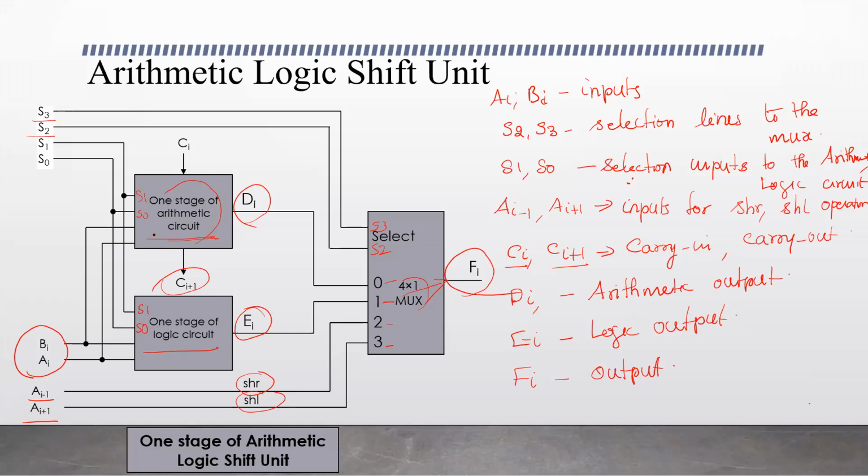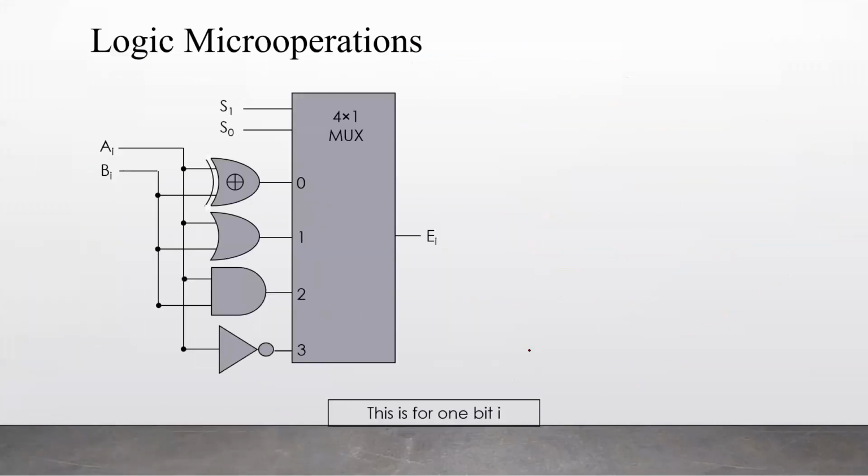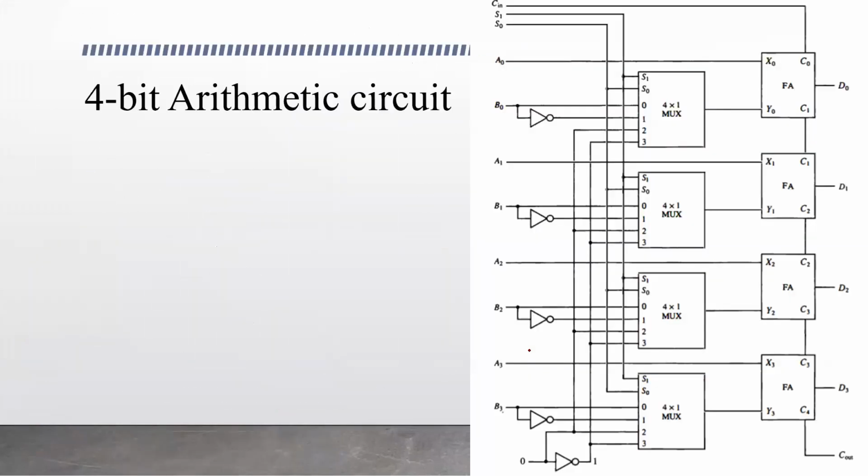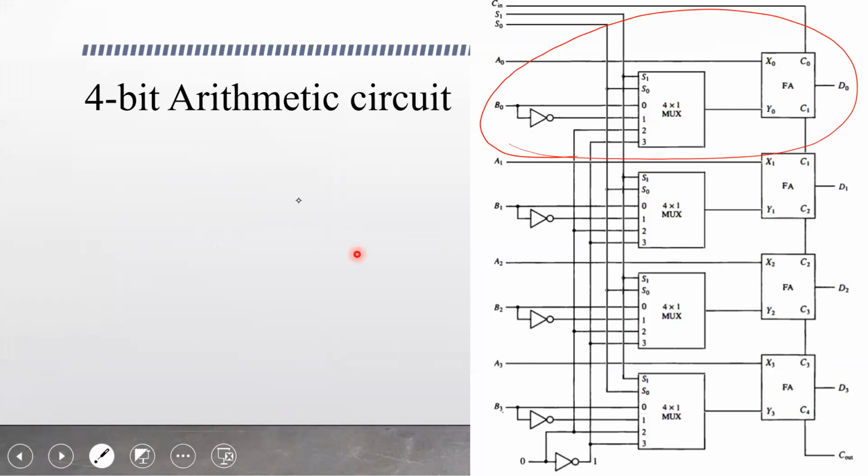And if we take this arithmetic circuit, this is the circuit that is replaced in that position. And here, the inputs to the arithmetic circuit are A0 and B0. So this part of the circuit.